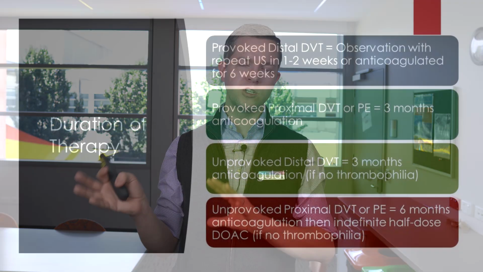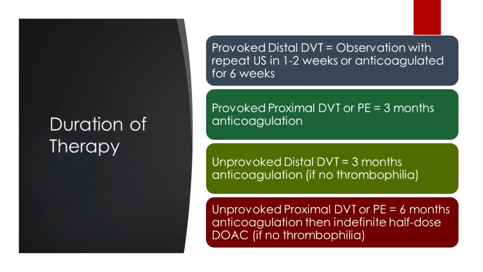So let's say that we have a provoked proximal DVT. So this is classically in the femoral vein, let's say, so within the thigh region. If you have a proximal DVT or a pulmonary embolism that's also provoked, we would generally treat with 3 months of treatment. So that's almost double what the 6-week period is. And again, repeat that same imaging modality at the end of that time before you cease therapy.